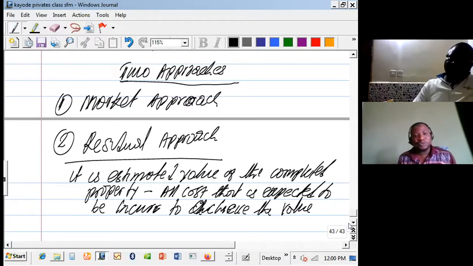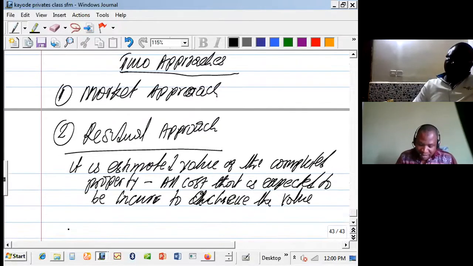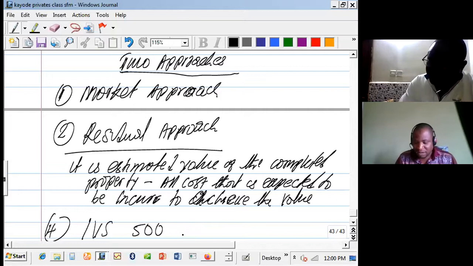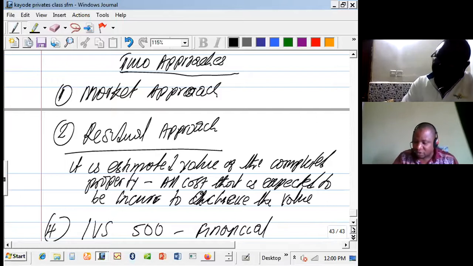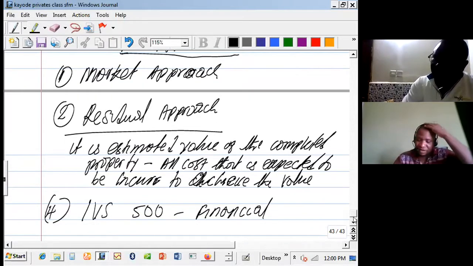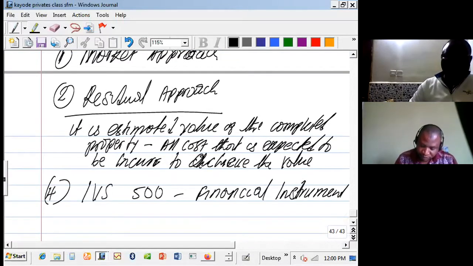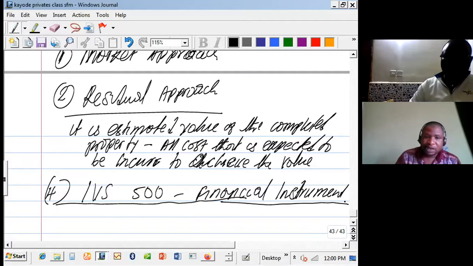These are the two key approaches we use for estimating development property. The last but not the least, I think that should be the last one, IVS 500. Please check for me. Is that the last one? IVS 500. There are many IVS, like I said, but I will only stick to the ones that are examinable at this level, which is IVS 500 financial instrument. What is a financial instrument?